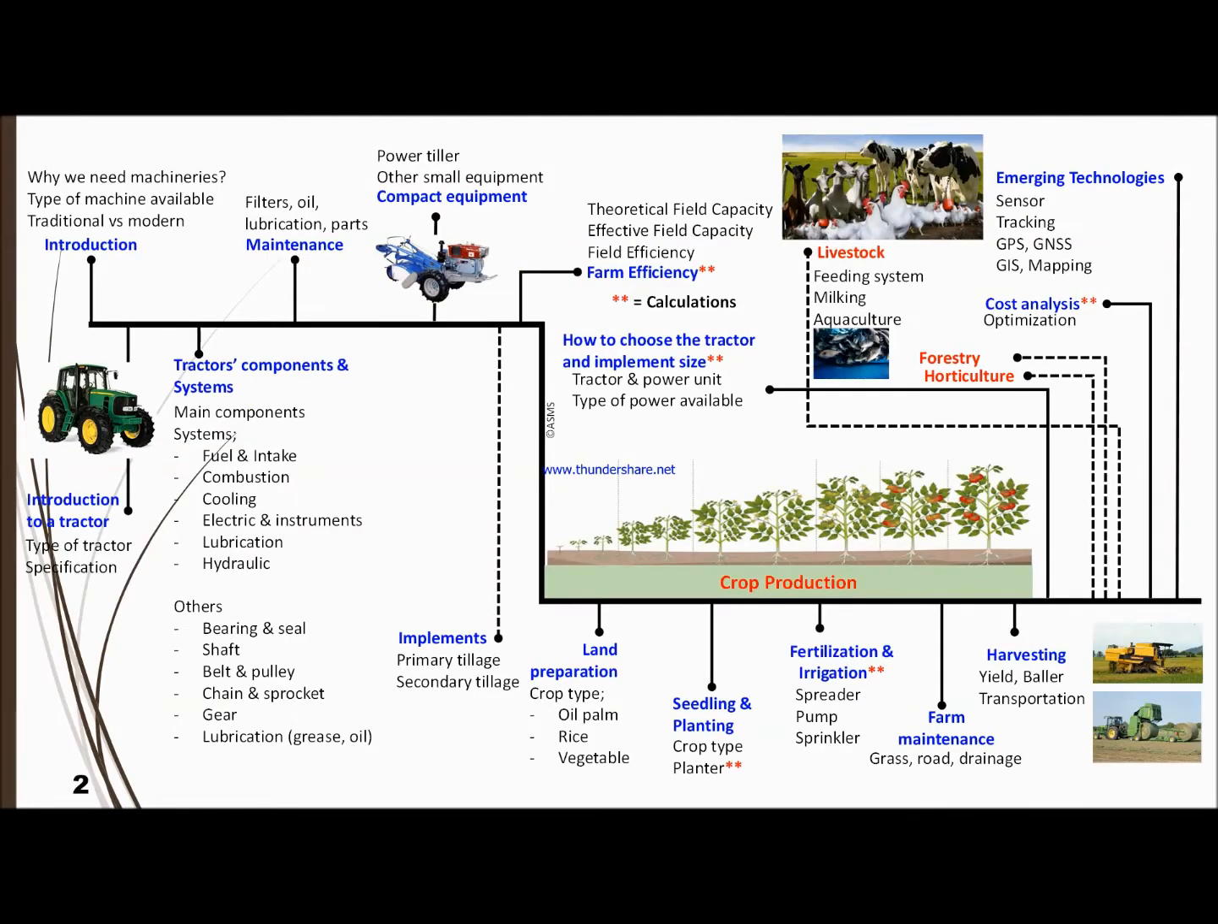If you look at our timeline, crop production is our major focus, and this topic will be on land preparation. Farm efficiency will be one of them, but we can do it after this topic, topic number 6. You need to understand first what type of implement is involved, so that eventually you'll be able to calculate the farm efficiency.